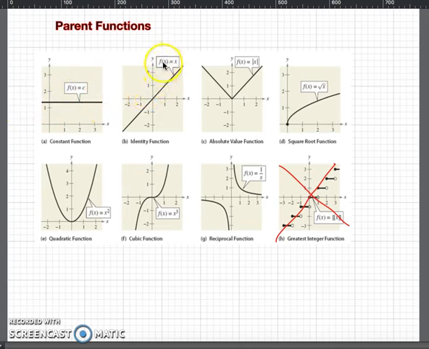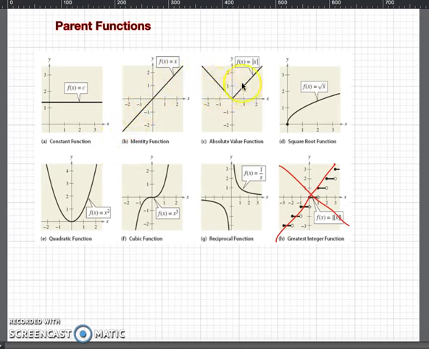Our next one is going to be f of x is equal to x. So again, this is a parent function. Every time we have an x, it's also equal to our y. So for example, 0, 0, 1, 1, 2, 2, and it also works the other direction. So negative 1, negative 1, negative 2, etc., etc.